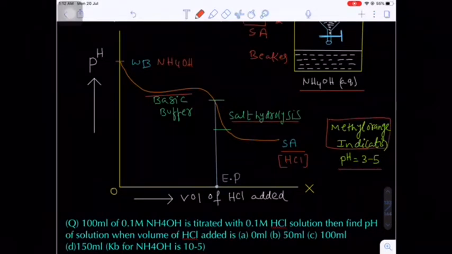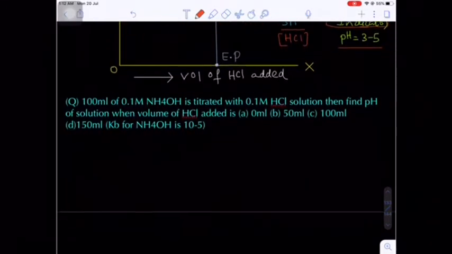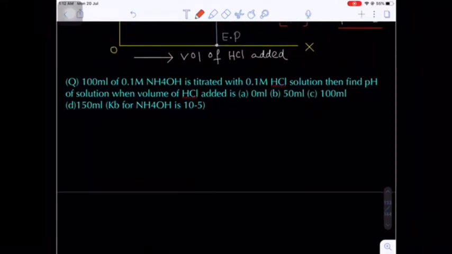Now, one of the important indicators which we use in this titration will be the methyl orange indicator, because the pH range of the methyl orange indicator is 3 to 5. If there is a sharp change in the pH value around 3 to 5 in the titration of a weak base and strong acid, then only we can use such an indicator. Okay, are you getting my point?